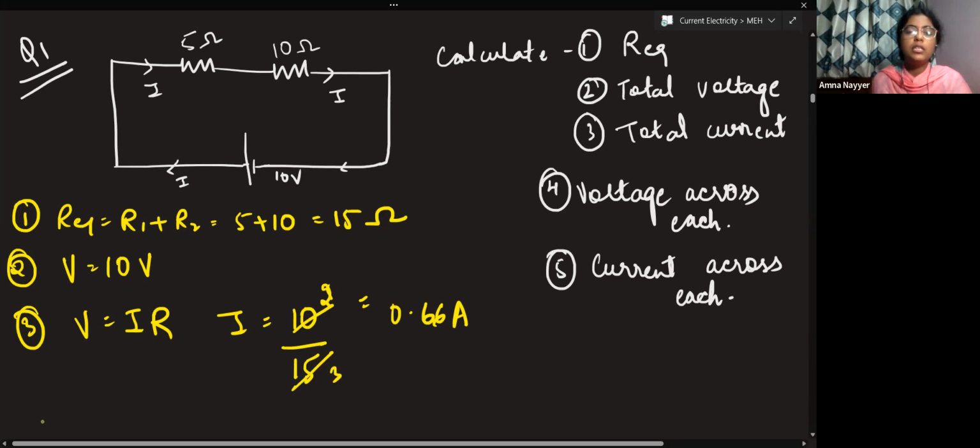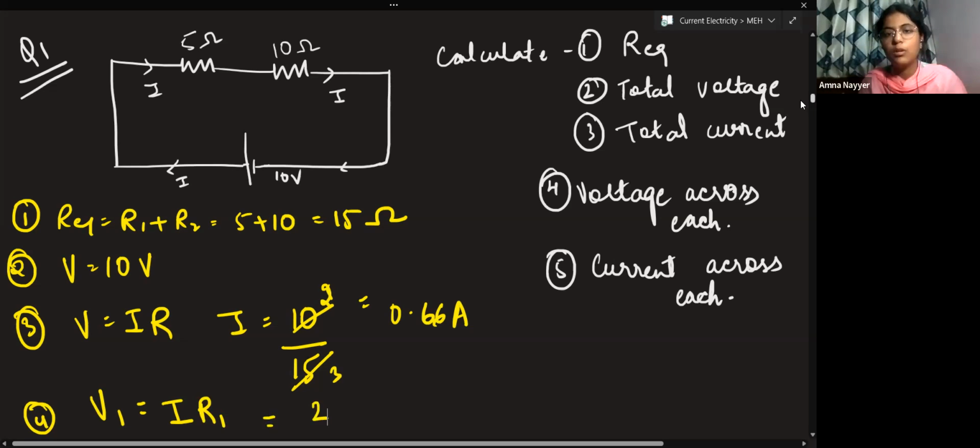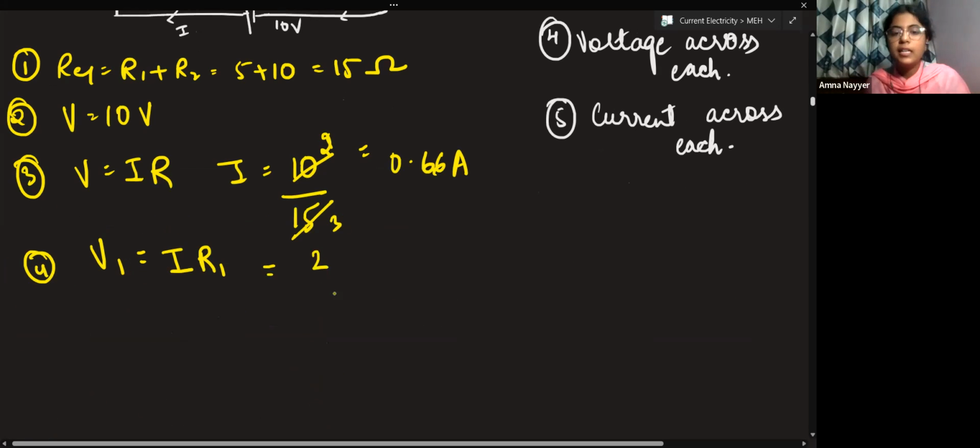Voltage across each, what did I tell you? When you are calculating voltage across each, current will be the same in case of series combination. Take the resistance for the specific one. So I was 2 by 3. I is 2 by 3. R1 was 5 ohms. So V1 comes out to be 10 by 3 volt.